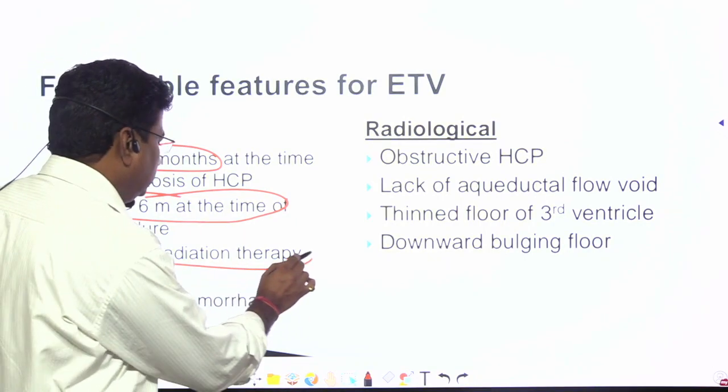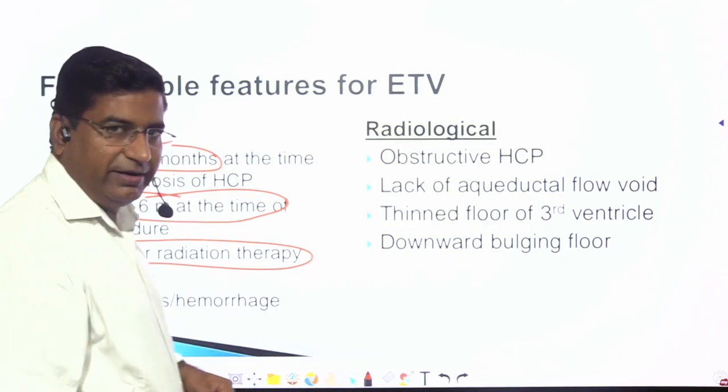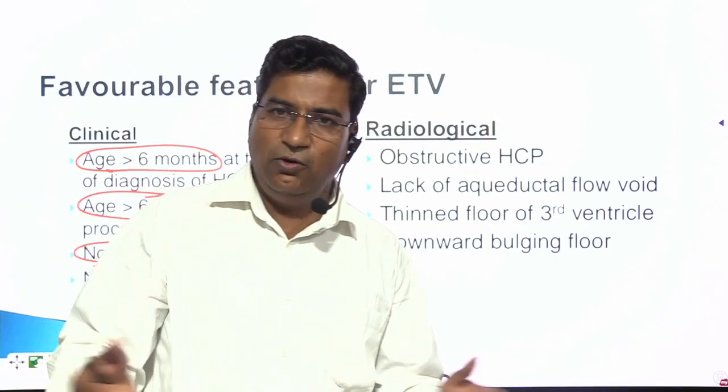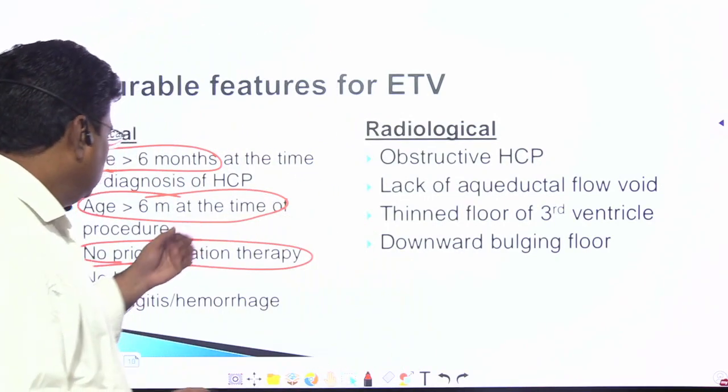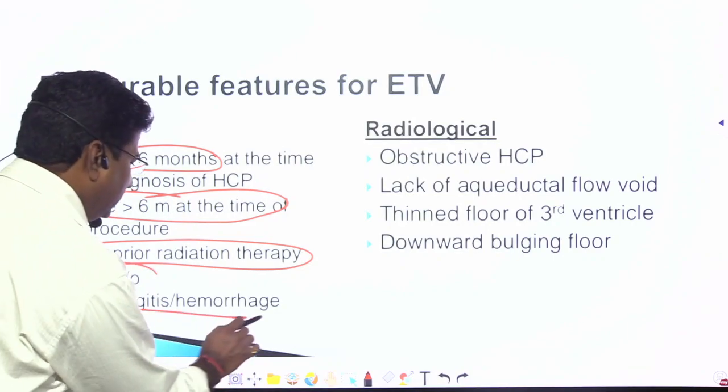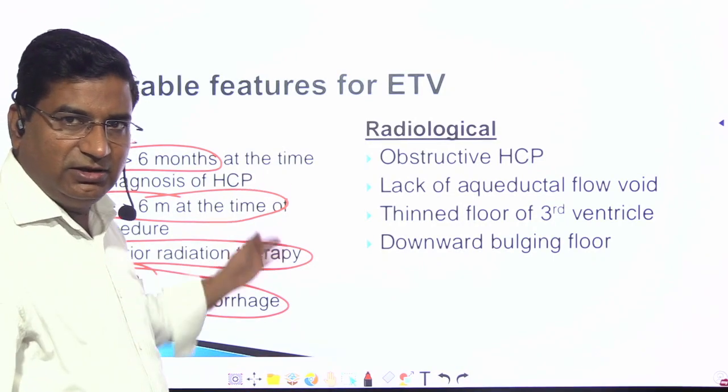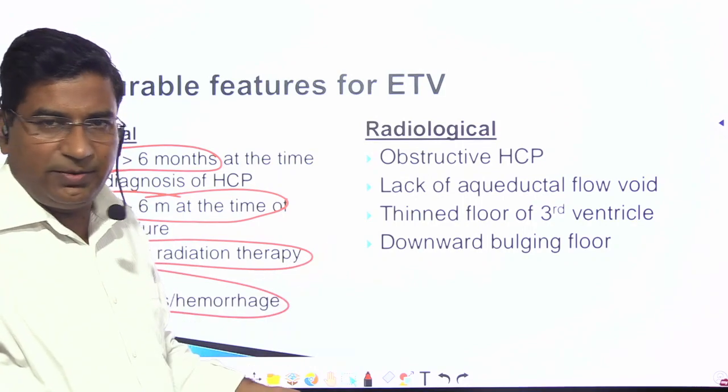No prior radiation therapy, for the same reason: radiation also causes scarring at the level of the subarachnoid space. No history of meningitis and hemorrhage, as discussed previously. These also cause scarring at the level of the subarachnoid space.